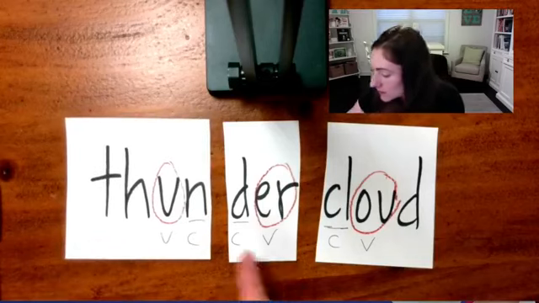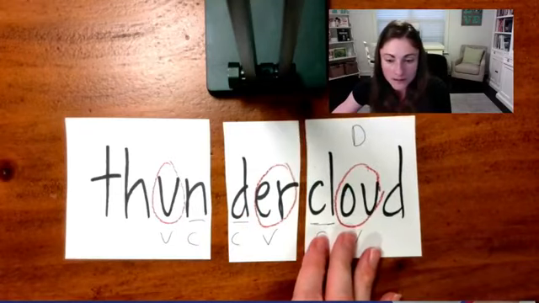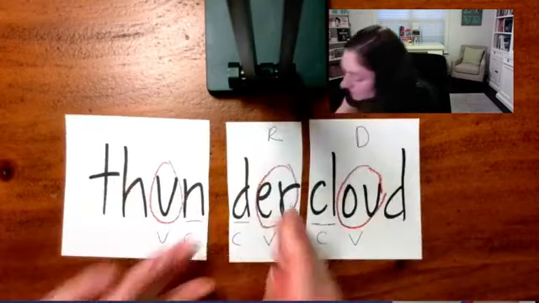But now we have thunder, cloud. Now this one is a diphthong syllable type, right? And then we have an R-controlled syllable type.